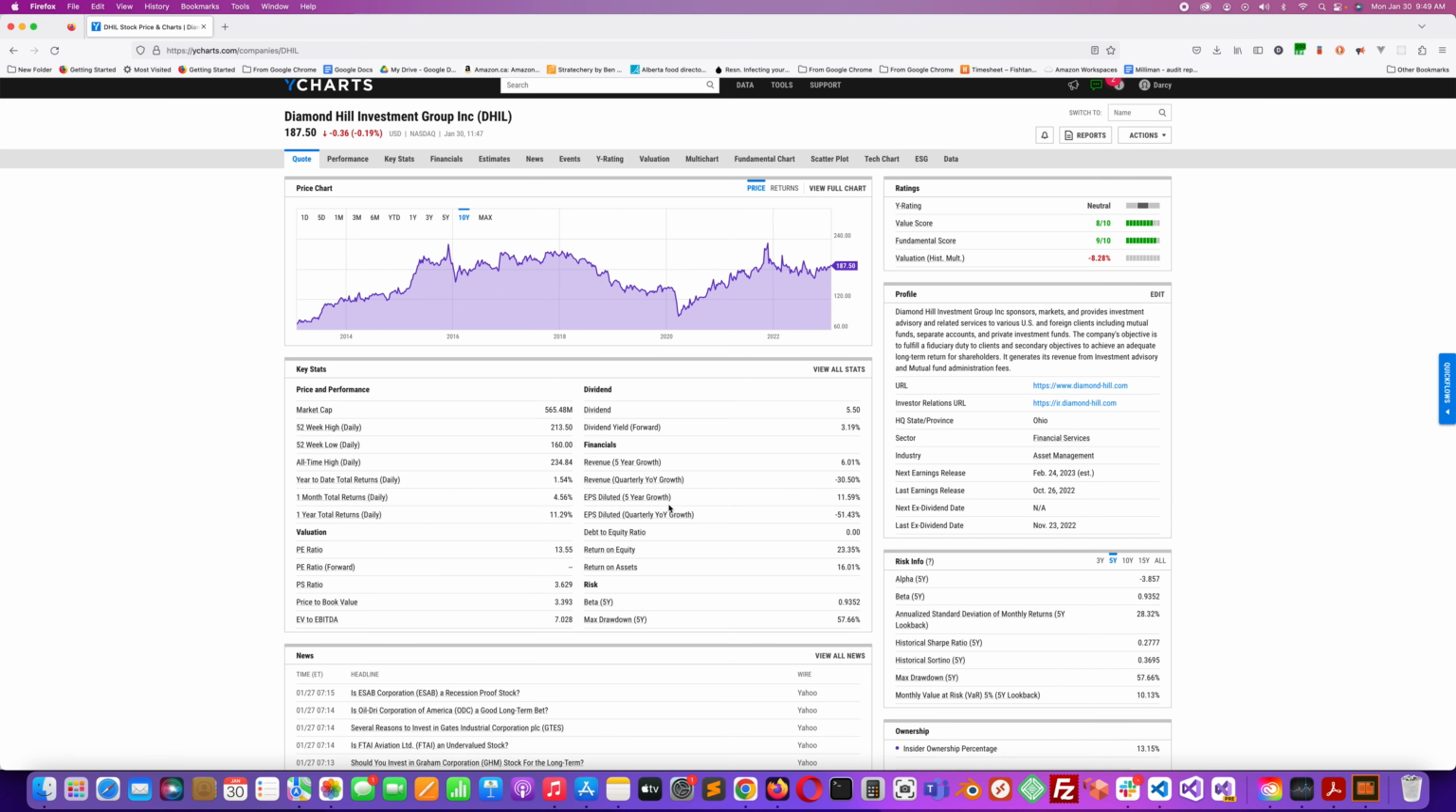EPS diluted 5-year growth is 11.59%. EPS diluted quarterly year-over-year growth is negative 51.43%. Debt to equity ratio is 0. Return on equity is 23.35%. PE is 13.55.